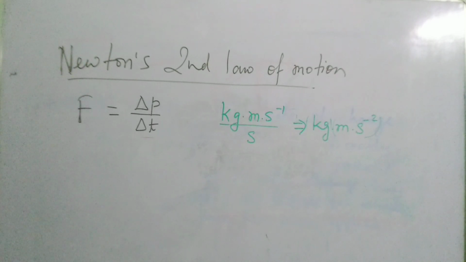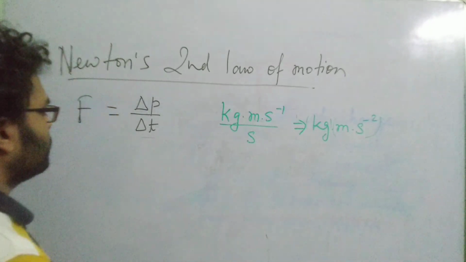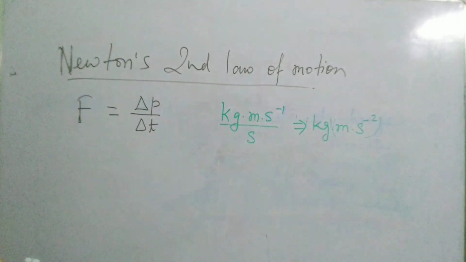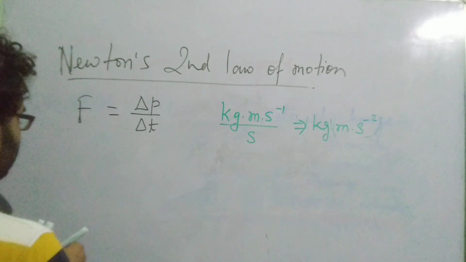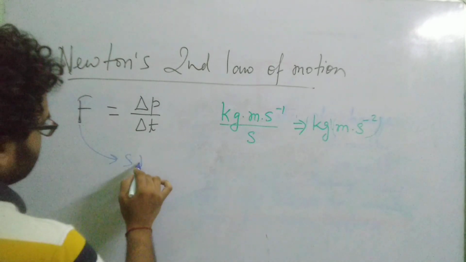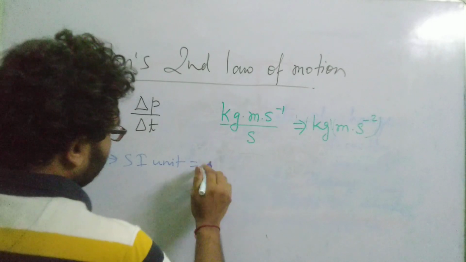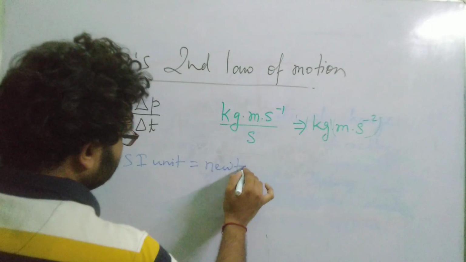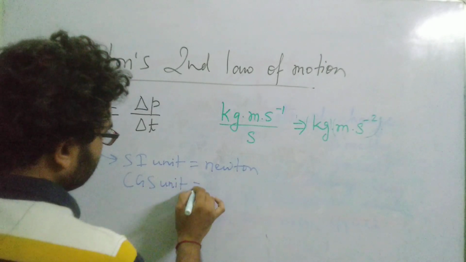So this is the SI unit, but we do not use kg meter per second square. Rather, we use the unit Newton, to give respect to Sir Isaac Newton. We have kept the SI unit of force as Newton. So the SI unit of force is Newton. And what is the CGS unit? The CGS unit is called dyne.